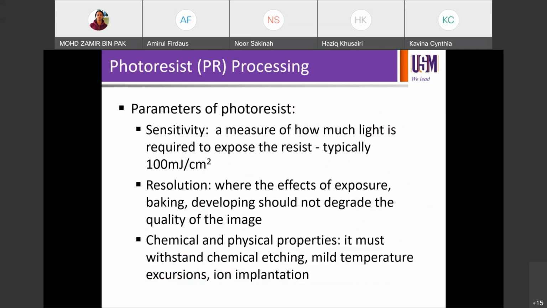Right, parameters of photoresist. There are a few parameters related to photoresist. For example, sensitivity, a measure of how much light is required in order to expose the resist, in millijoules per cm squared. So this is the dosage needed. Sometimes we say dose, sometimes dosage, needed in order to induce reaction. Remember last time we talked about making the positive resist soluble in the exposed regions. So you still need to have a minimum dosage to be exposed.